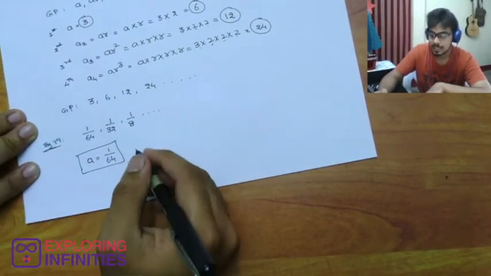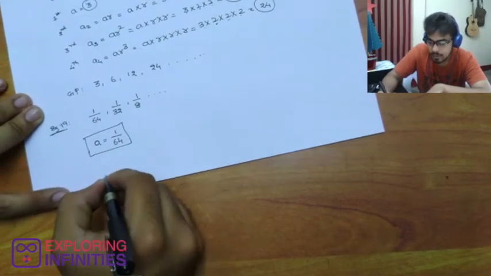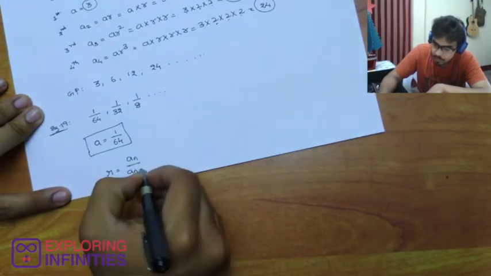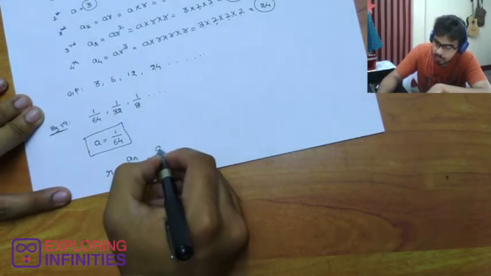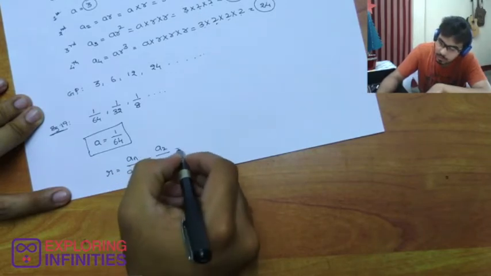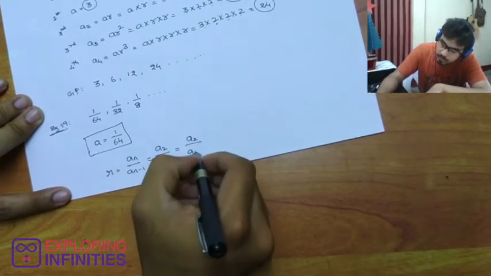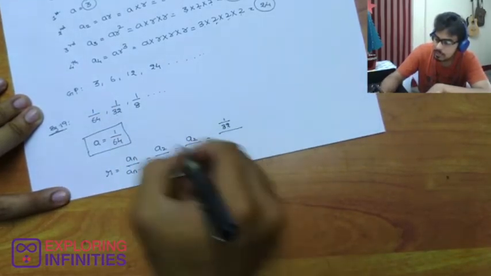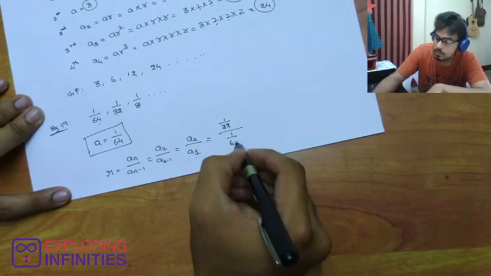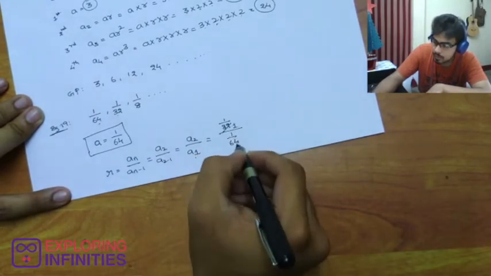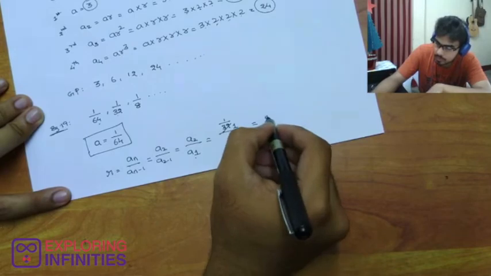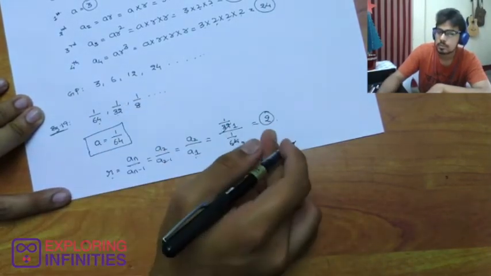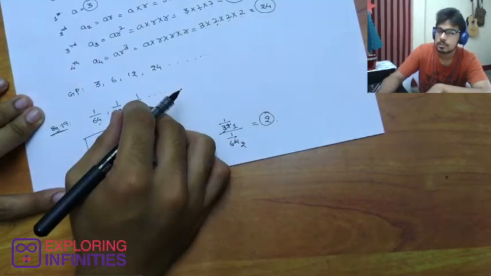Okay, let's see. How do we find r? We find r by the formula an by an minus 1. Let's put n is 2. a2 by a2 minus 1 is equal to a2 by a1. What is a2? 1 by 32. What is a1? 1 by 64. 32 ones are 32, twos are, is equal to 2. Okay. Ratio between first two terms is 2. Now let's solve for the next two terms. Alright.